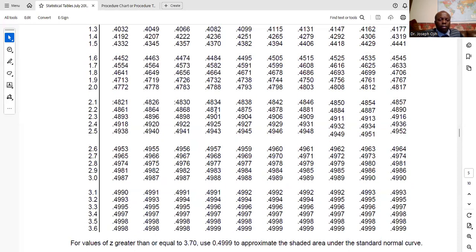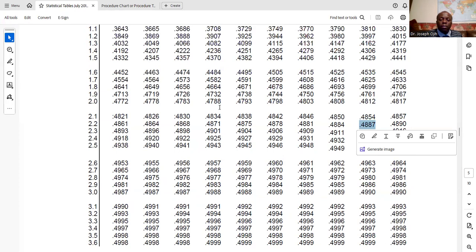Okay. Let's see. Right, see right here. You're lucky, you find the exact number, 0.4887, and then follow it to the left. 2.2. See, follow it all the way to the left. Yeah, hopefully it's right. It's 4.61.